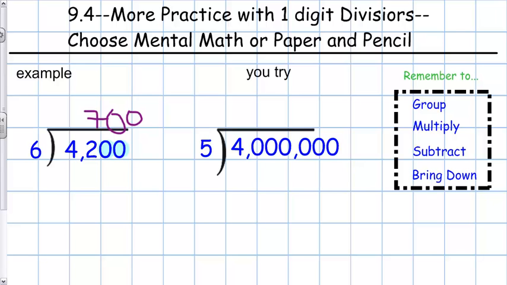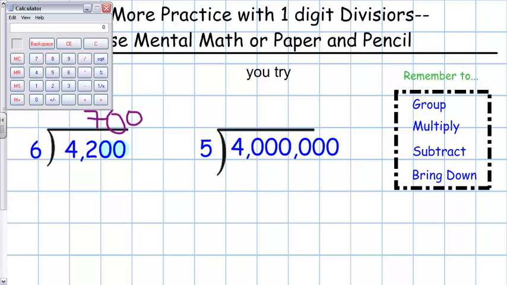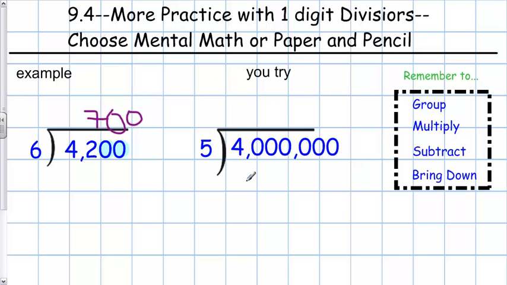So let's check that with a calculator to see if we've done that correctly. I can take 6 and multiply that by 700, and I get 4,200. So why don't you try this one? This one is 4 million divided by 5. So hit pause on your video and you're going to try this one by yourself, and then we'll check our answer.